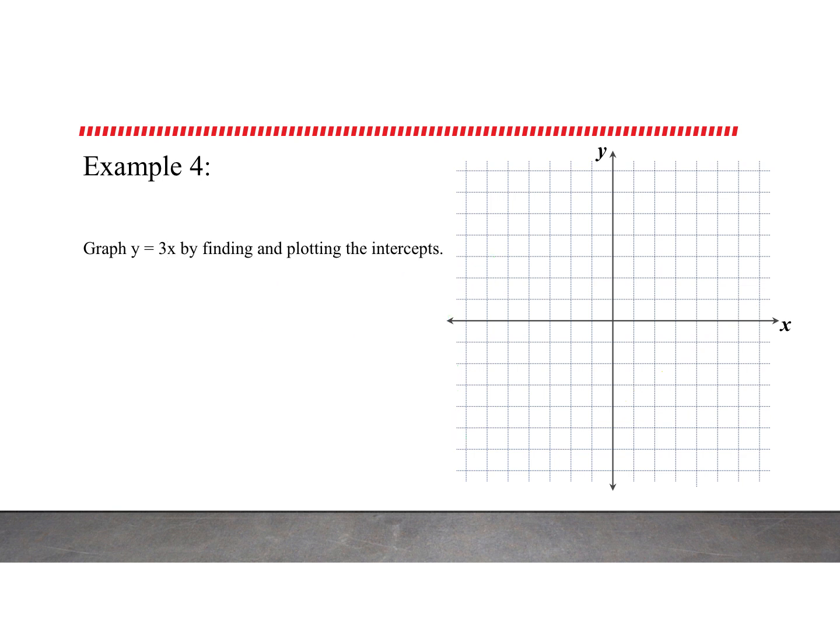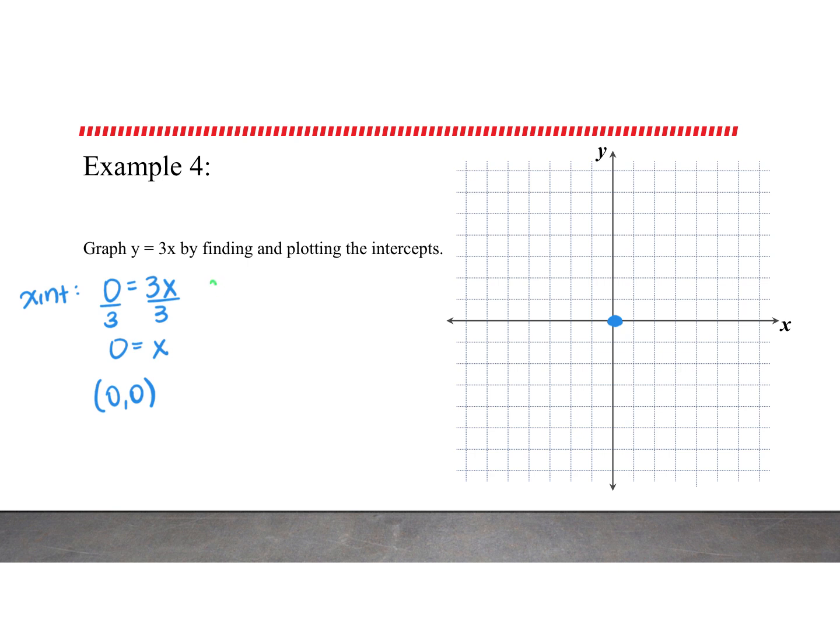Let's try this one more time. Example 4. We want to graph y equals 3x by finding and plotting our intercepts. So let's start with our x-intercept. I'm plugging in 0 where the y is. I do want to solve for x, so I'm going to divide both sides by 3. And I get x is 0. So that is the ordered pair (0, 0), and I make my dot on my graph. So that is where our line is crossing our x-axis.